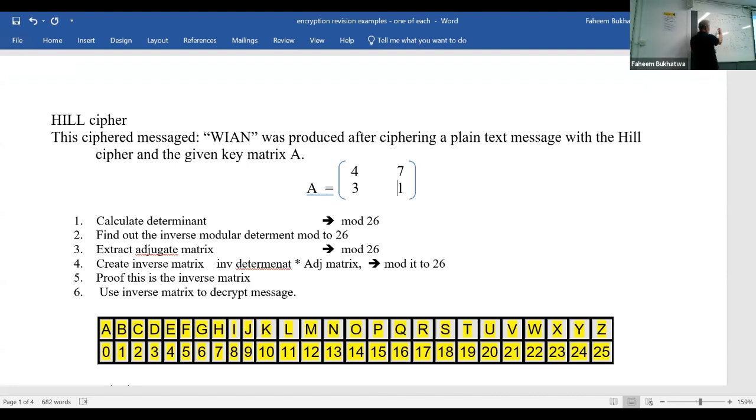But remember, we need to convert these characters into numbers according to this grid. So W is 22 and I is 8. So this is multiplied into 22 and 8. And the AN is 0 and whatever the N is, 13.